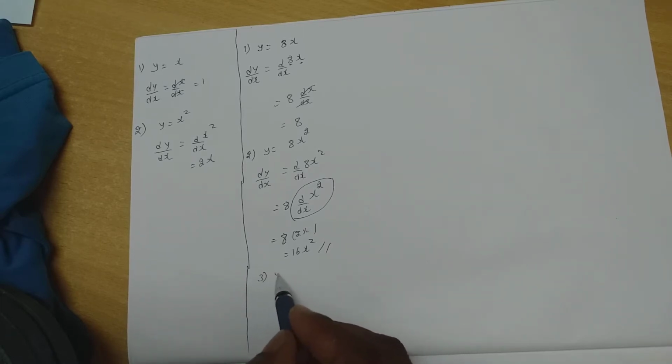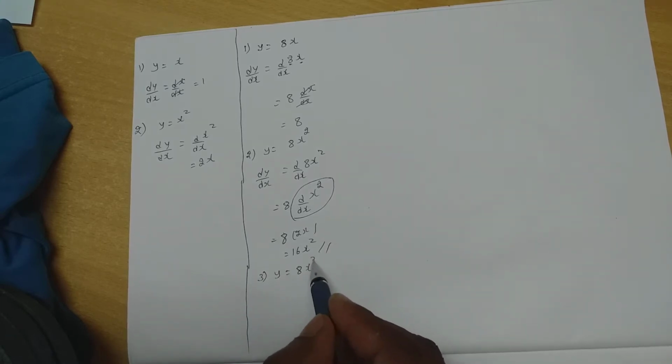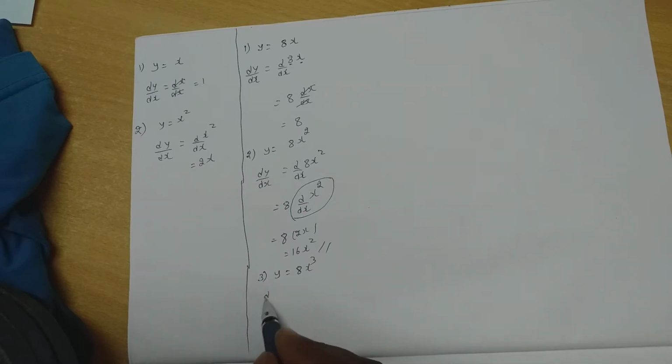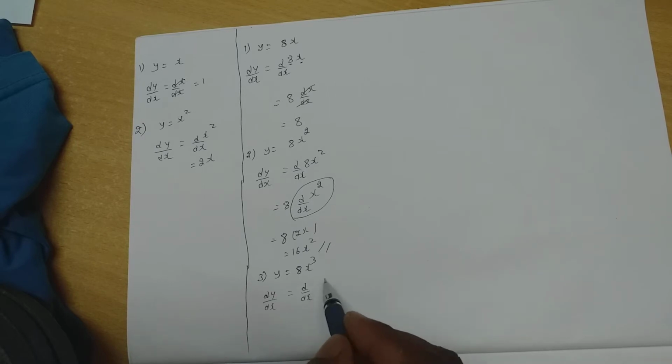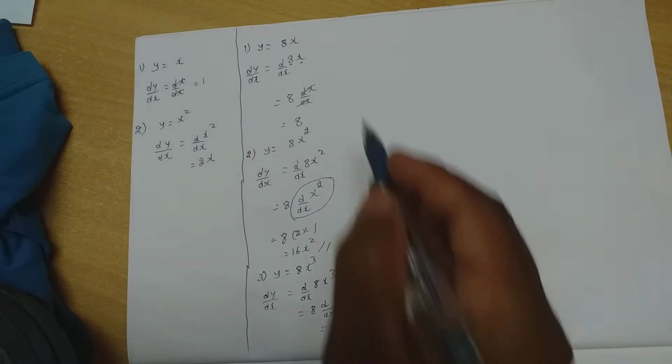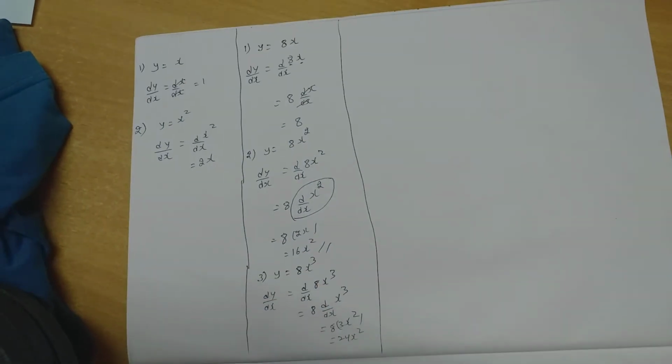Now if it is 8x cube, then how much will dy by dx be? It will be d by dx of 8x cube. Number and letter are together, so the number comes out. 8 into d by dx of x cube. From earlier video, x cube is 3x square. So it will result in 24x square. Am I clear so far? Did you understand this?